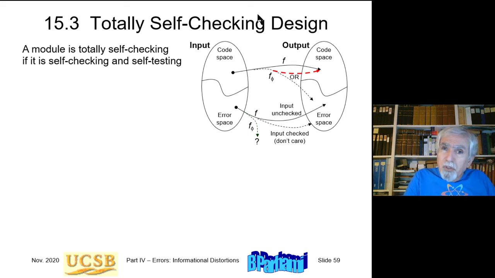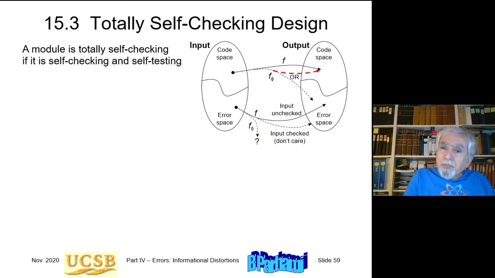So for totally self-checking circuits, not only do we insist that the circuit be self-checking, we want it to be self-testing. In other words, we want it, for some set of inputs, to actually generate this incorrect output so that we can test it. Before a second fault develops, we detect this first fault.